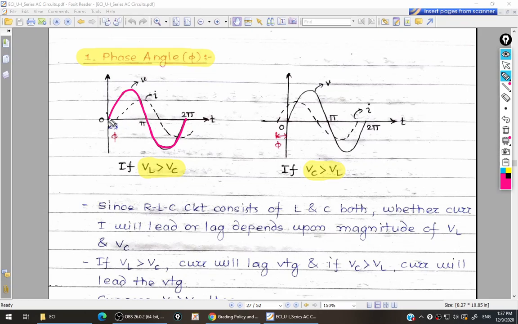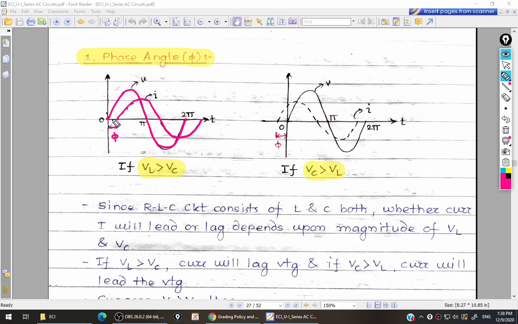So what happens if voltage is starting at 0 degree? Current will start after voltage. And what will be the phase difference? Your phase difference will be phi, and the value of phi will depend upon the value of inductance and resistance. Now your current is lagging, so the second waveform we are looking at is nothing but your current.